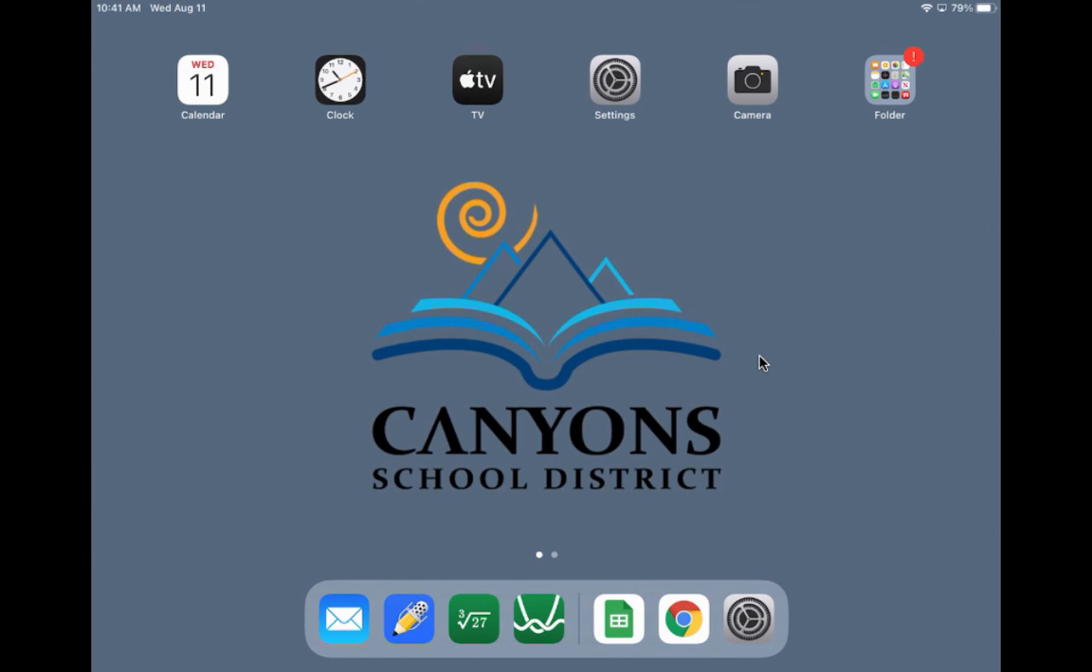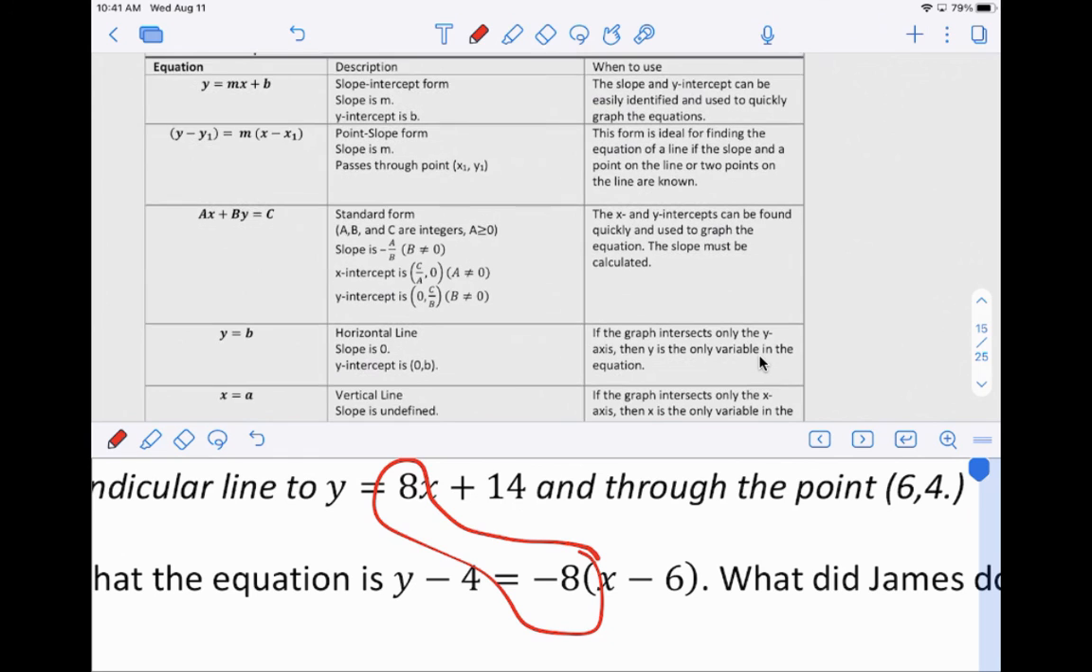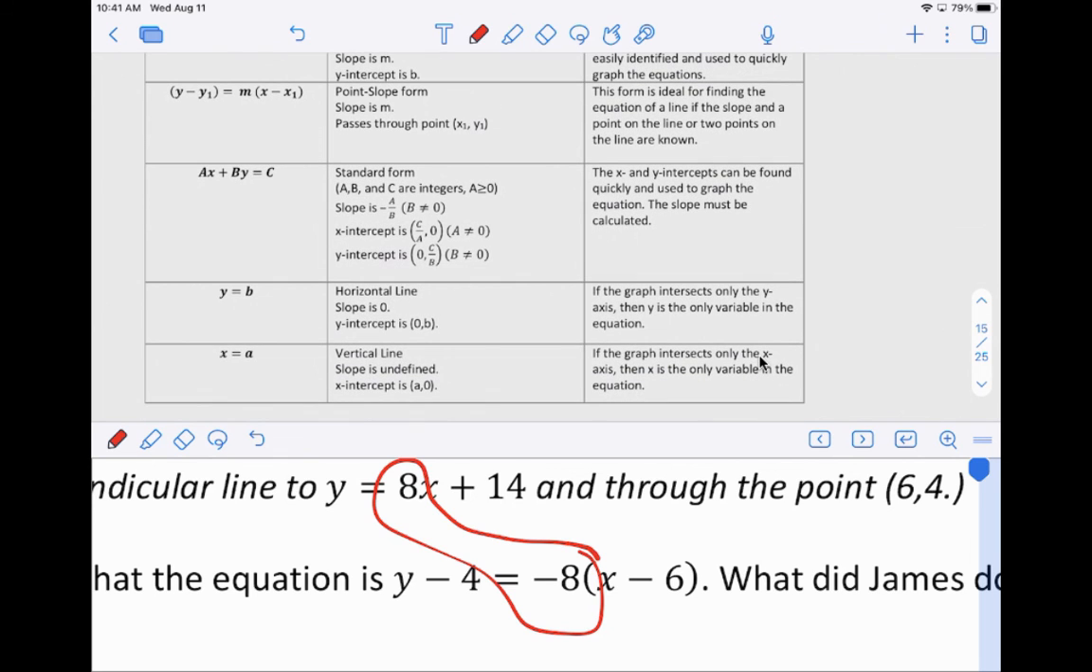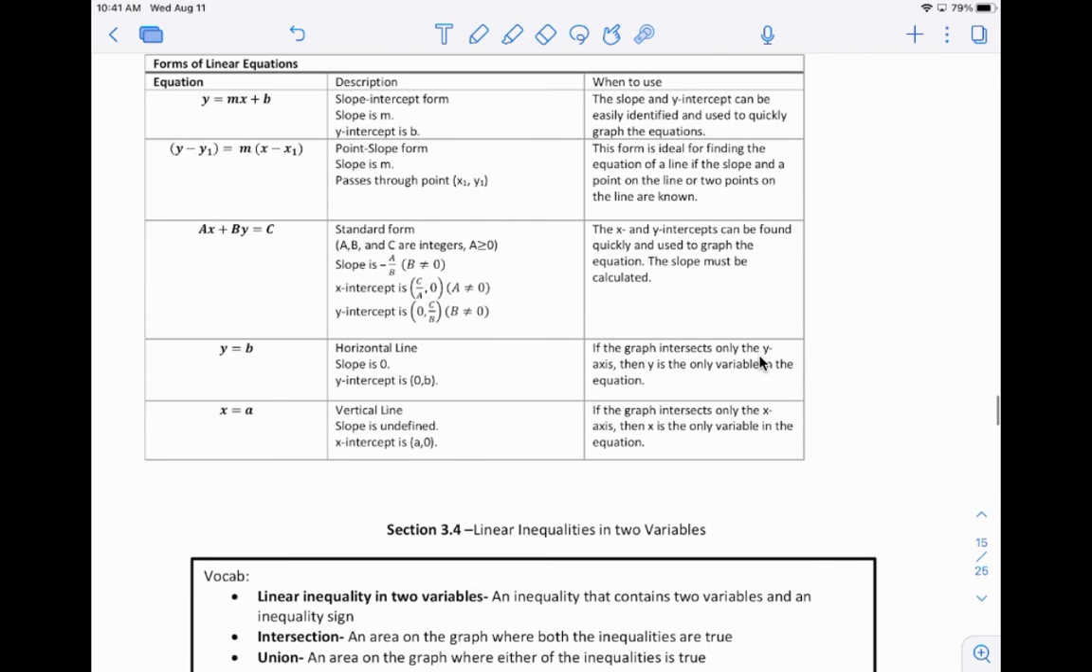All right, that is the end of 3.3. Next up, you'll see 3.4. This last little blurb here is just a reminder of all the formats, and those two special ones. Use it as maybe a study aid, and I will see you in the next video.